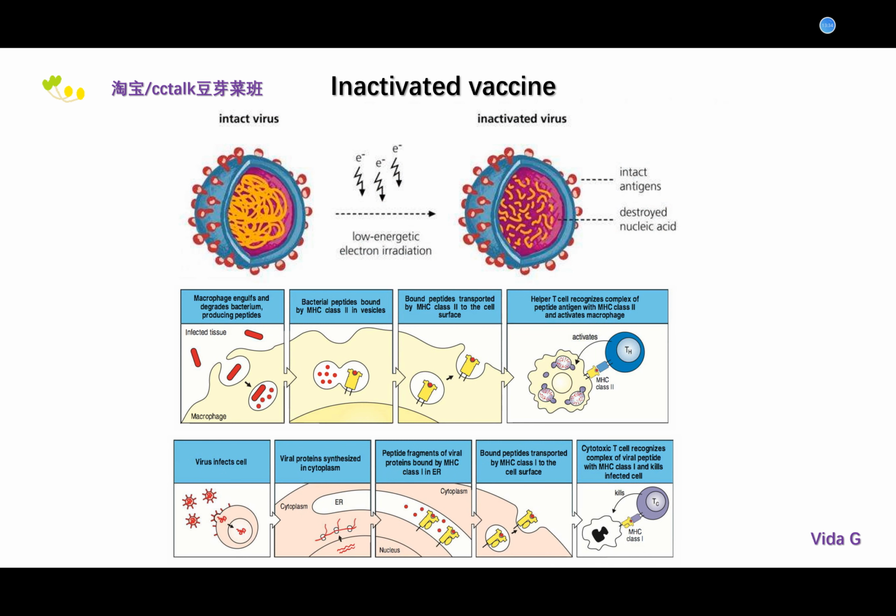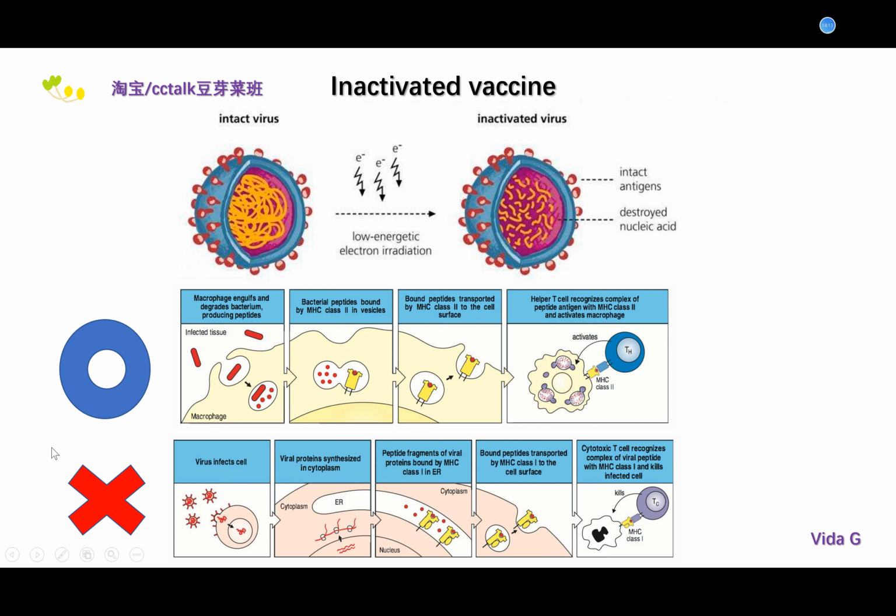The other type of vaccine is called inactivated vaccine. So basically, we have an intact virus. We use low energy electron radiation to cause virus death. And we use this inactivated virus as a vaccine to be introduced into our body tissues. This kind of vaccine will only go through the MHC class 2 pathway, which will cause our body to produce antibodies.